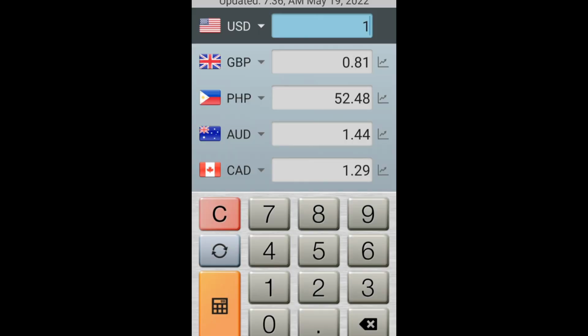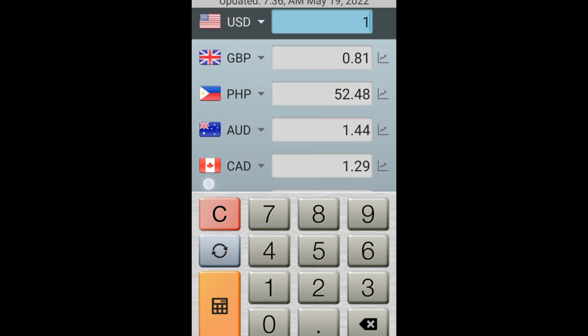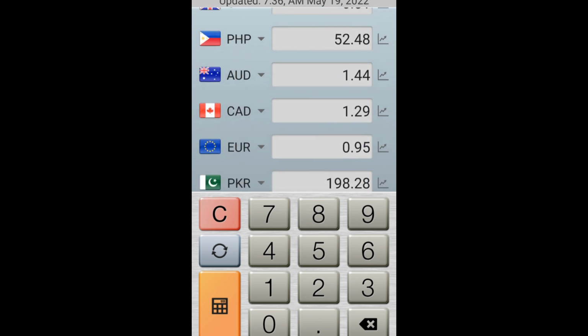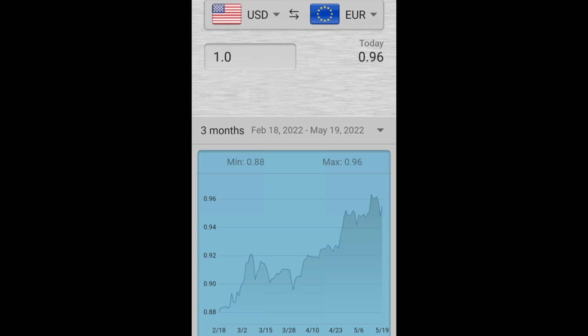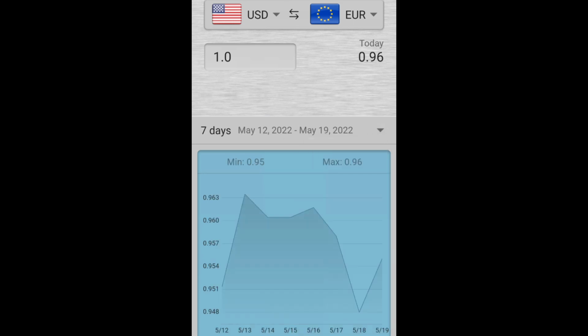Now we have US dollar to euro. 1 US dollar is equivalent to 0.95 euro. Let's check the historical data. 1 US dollar for 7 days. May 12, 1 US dollar is equivalent to 0.951 euro. For May 13, 1 US dollar is equivalent to 0.963 euro.